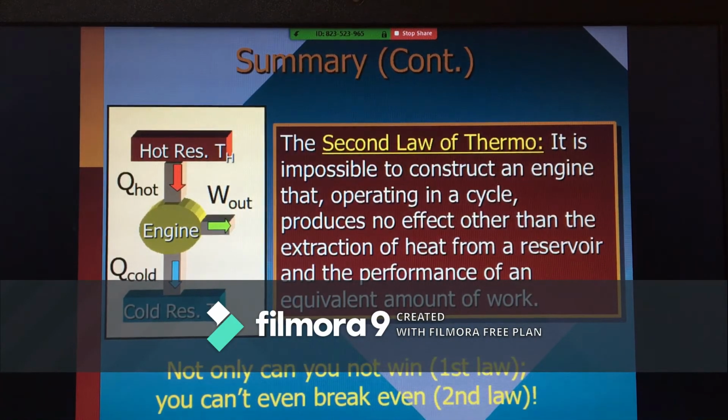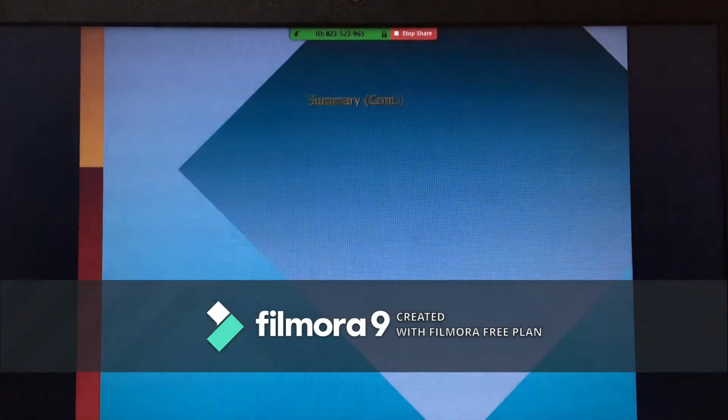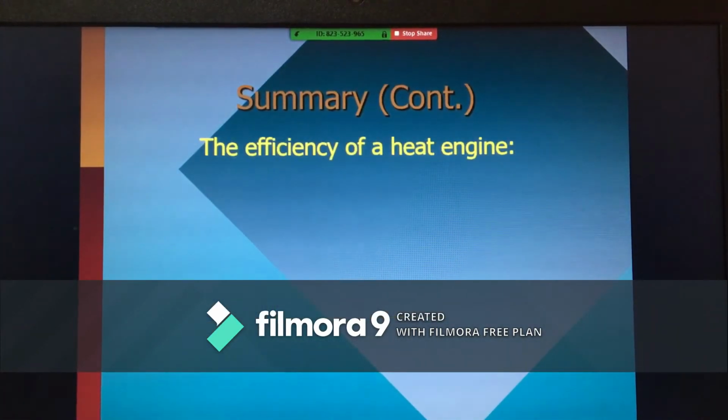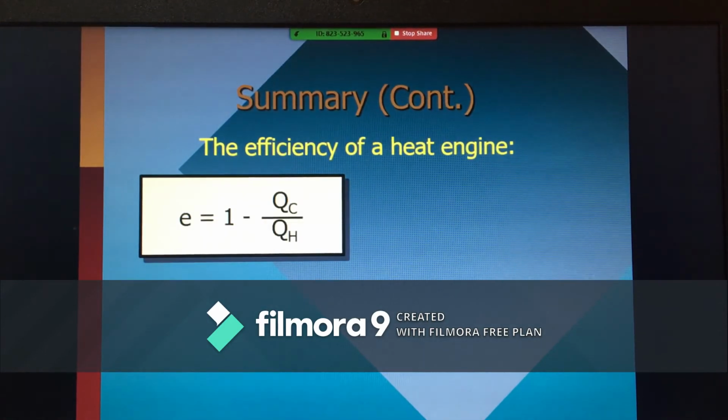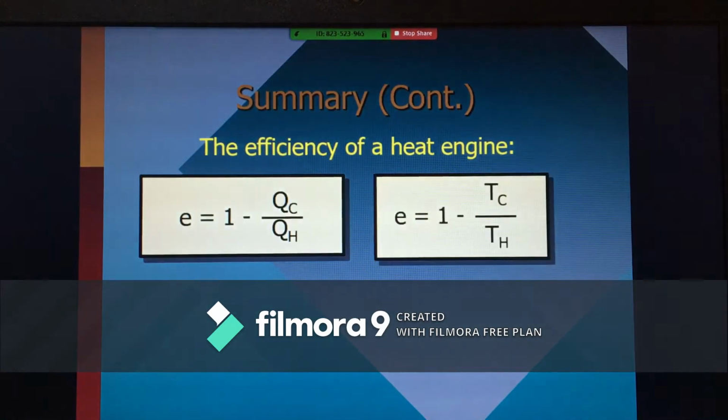So, not only can you not win the first law, you cannot even break even the second law. So, ito yung reality class about these heat things. Okay, so the efficiency of a heat engine is given by this formula: e equals 1 minus QC over QH. The other formula is e equals 1 minus TC over TH.